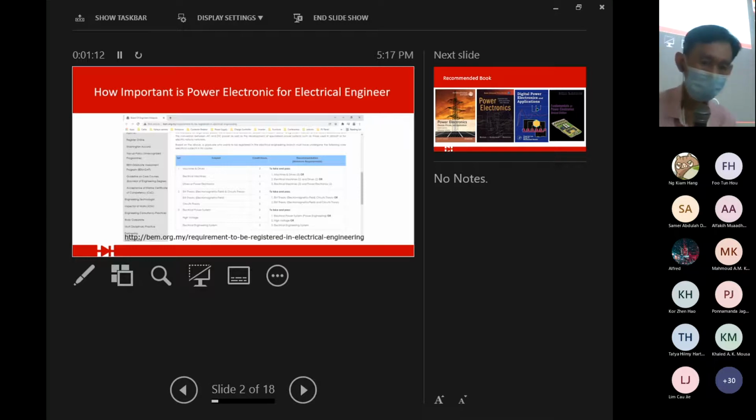Now, you will notice that there is a link. You can click the link, and then you can actually visit the Malaysia Board of Engineers website.